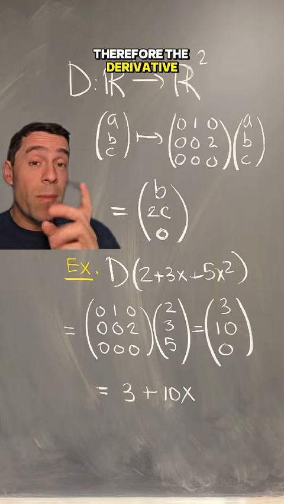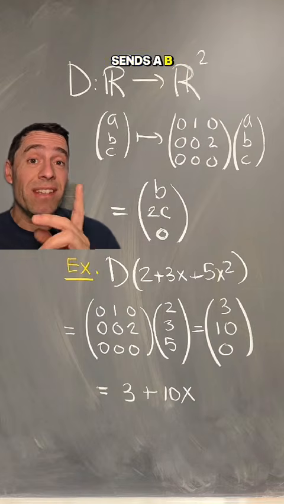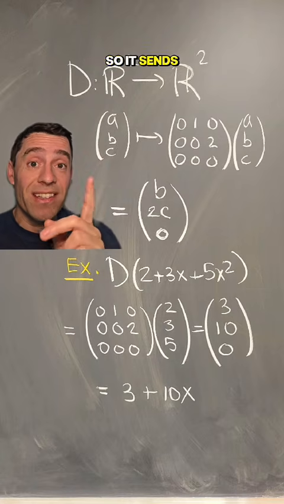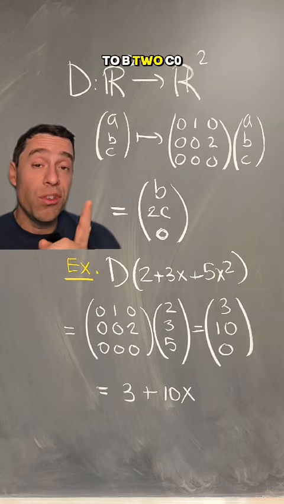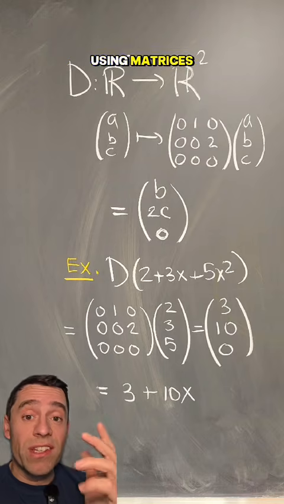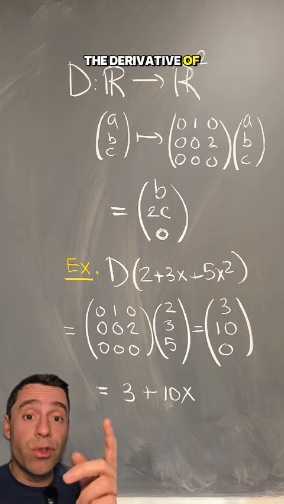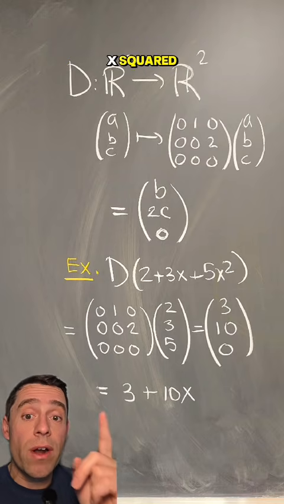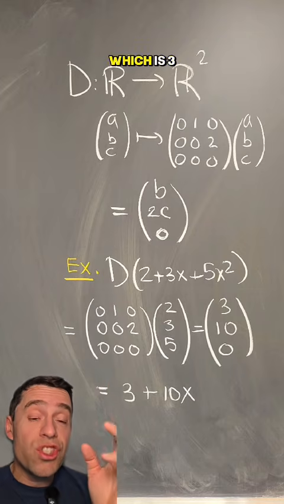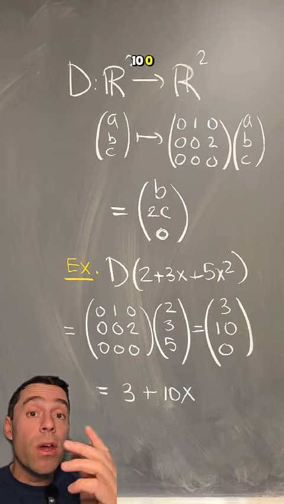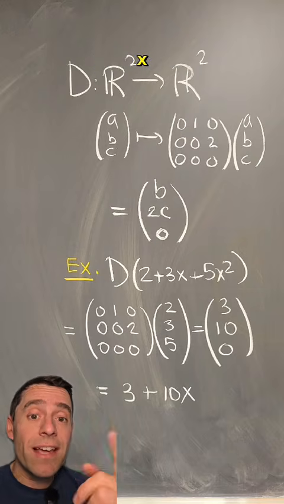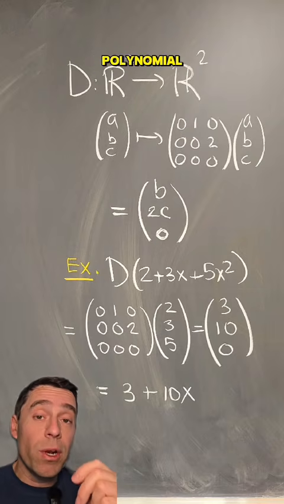Therefore, the derivative map in coordinates sends (a, b, c) to the product of that matrix times (a, b, c). So it sends (a, b, c) to (b, 2c, 0). And now I can take derivatives using matrices. So if I want to take the derivative of 2 plus 3x plus 5x squared, that will be the matrix times the vector (2, 3, 5), which is (3, 10, 0), which back in terms of polynomials is the polynomial 3 plus 10x, which is the derivative of that polynomial.